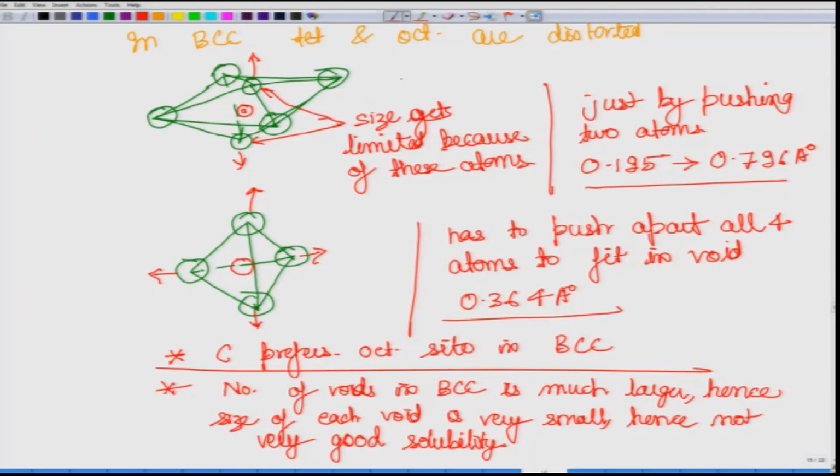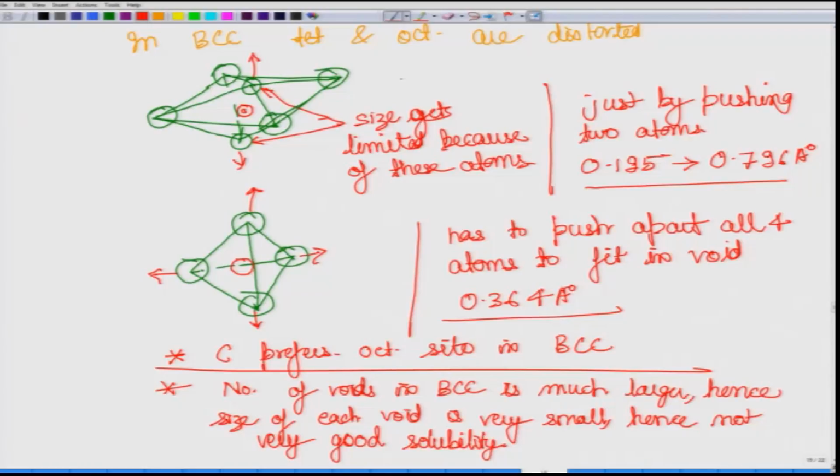Why? Because in octahedral, by distorting just 2 atoms it can increase the size. On the other hand, in tetrahedral void it will have to push away or distort 4 more atoms to be able to accommodate, and therefore, the total space available in octahedral void is larger. So, in both FCC and BCC it so happens that carbon sits in the octahedral void.